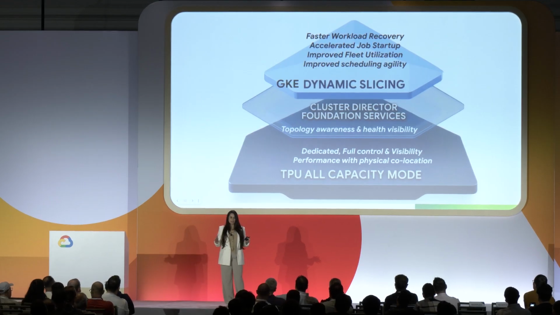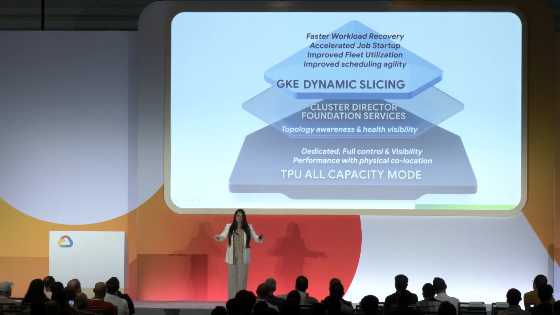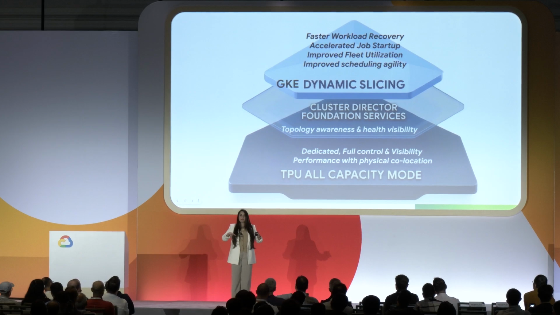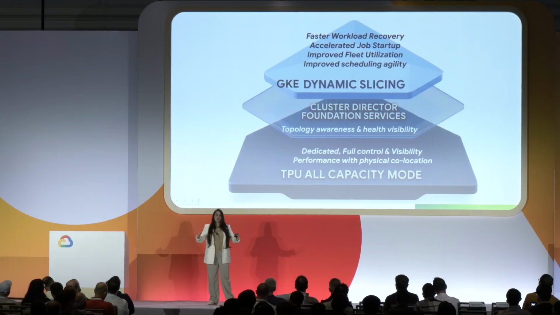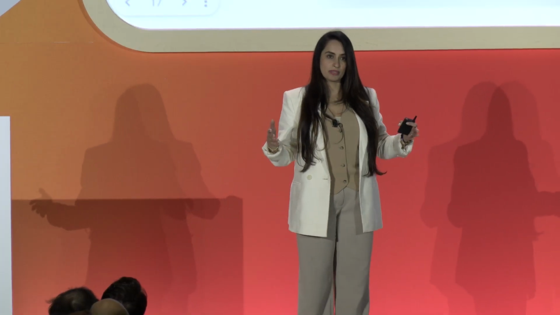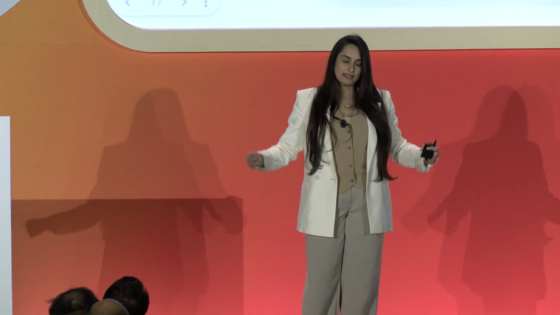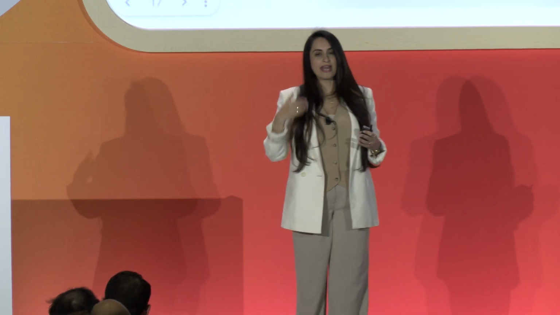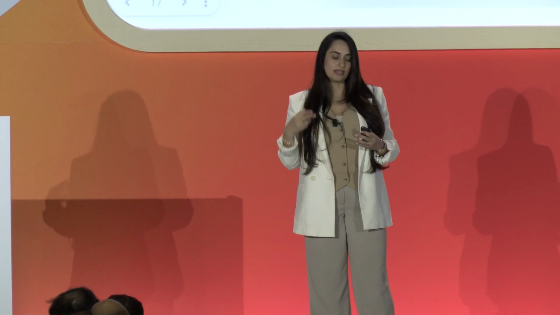Wait a minute, I'm talking a lot of gibberish, right? Topology awareness and health actually means that you can now see all the capacity you've received, and the health of the capacity. Not only the VM's capacity, but the TPU fabric health. Overall, a complete end-to-end health vision is provided by the cluster director foundational capabilities, along with many other things. And this is then the pinnacle to dynamic slicing, which uses all this technology and provides you the next level of workload recovery, accelerated job startup, and improved fleet utilization.